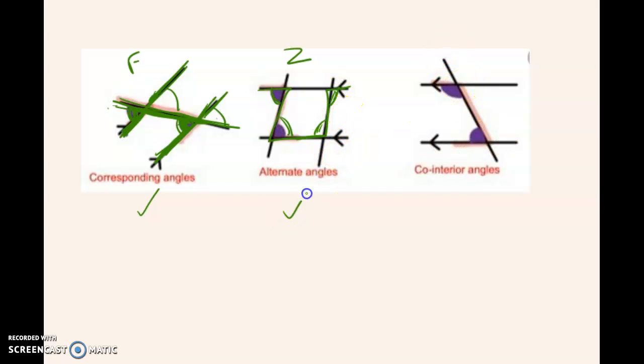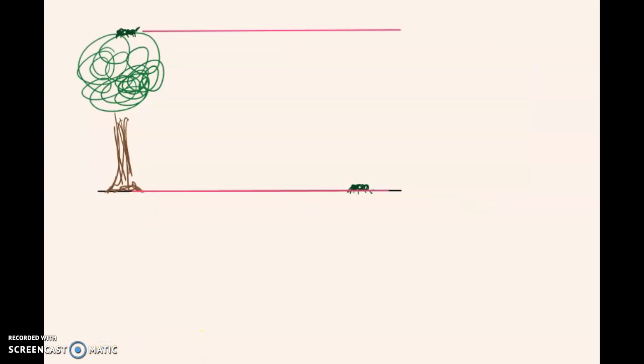Now, co-interior. With co-interior we look for the U. So this is a U formed here. Now they're not equal, but these two angles add up to 180 degrees. So there's a U here, so we're looking for a U with co-interior. And there's also another one here. So the same rule applies to these two angles here. Once we know these, then we could move on to angles of elevation and depression.